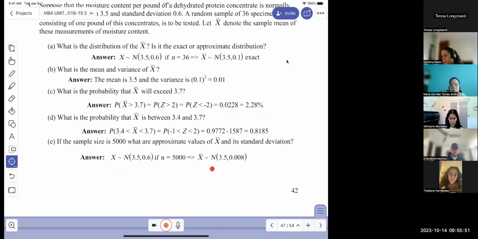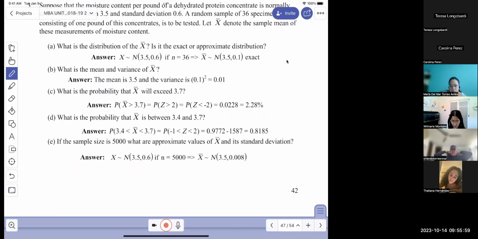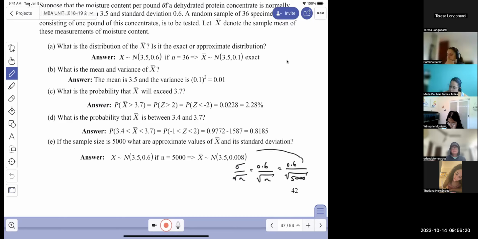It will follow a normal distribution with the same mean, but because the standard deviation depends on n, this number changes, right? Because it's dependent on n. That's the idea of it being a sampling distribution. It changes with the sample size, because this is always sigma over root n, where sigma was given as 0.6, but this changes depending on what your sample size is. So 0.6 divided by square root 5,000 gives you that number.